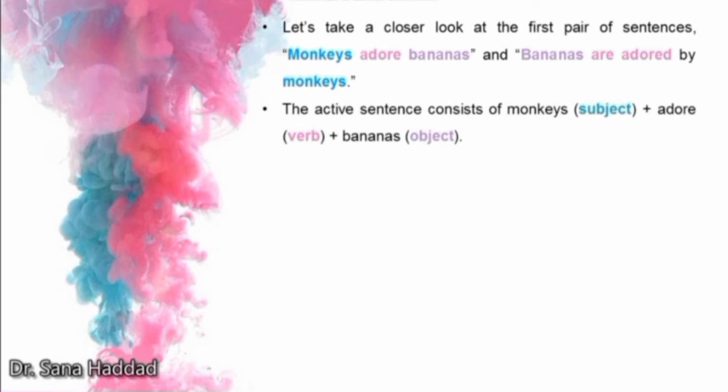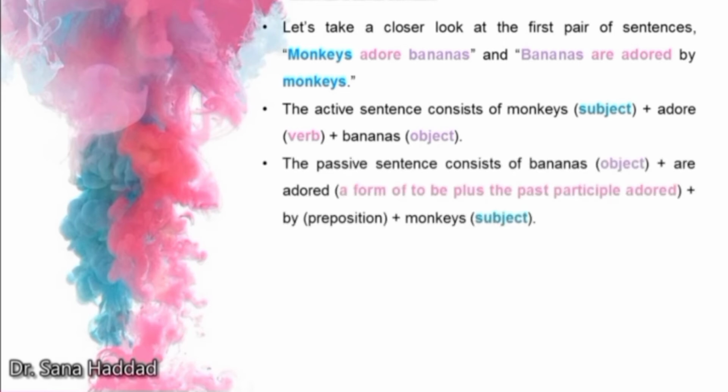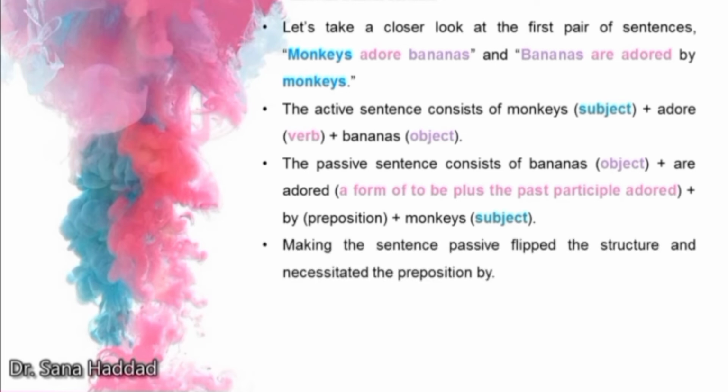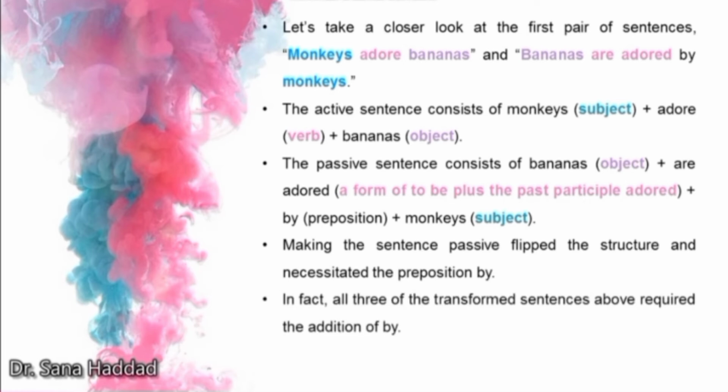The active sentence consists of monkeys, which is the subject, plus adore, which is the verb, plus bananas, which is the object. The passive sentence consists of bananas, which is the object, plus are adored, a form of to be, plus the past participle, adored, plus by, which is a preposition, plus monkeys, which is the subject. Making the sentence passive flipped the structure and necessitated the preposition by. In fact, all three of the transformed sentences above required the addition of by.